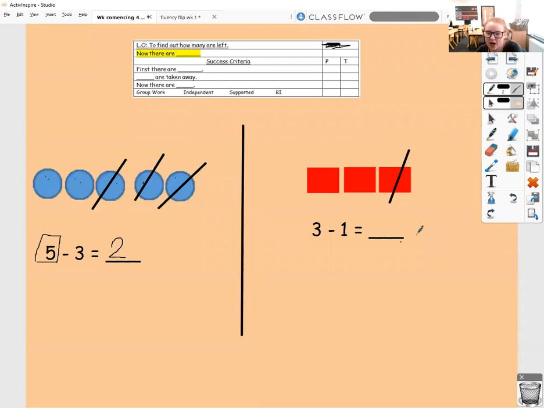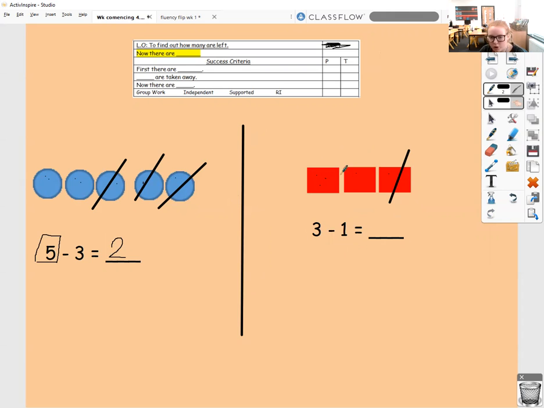Okay, Year 1, fantastic. I hope you've had a go at this one on your own. Let's go through it together. So, first of all, how many do we start with? How many squares have we got to start? So we are starting with 1, 2, 3 squares. Then, how many are we taking away from our 3 squares? We are taking 1 away.